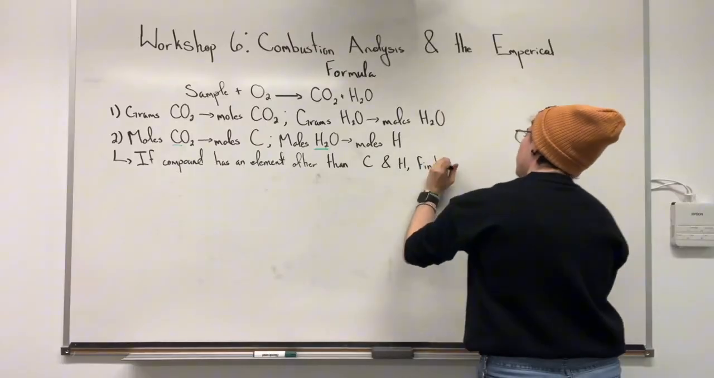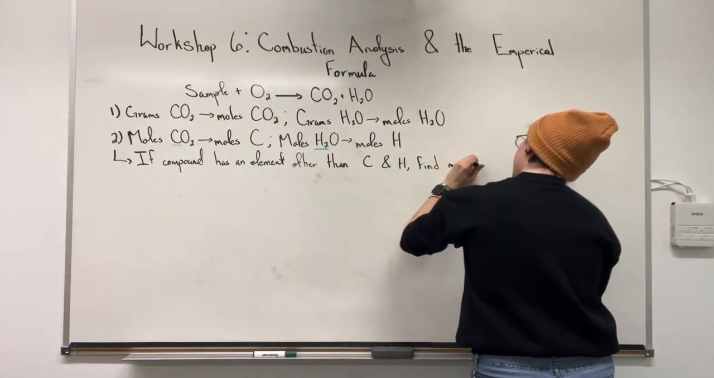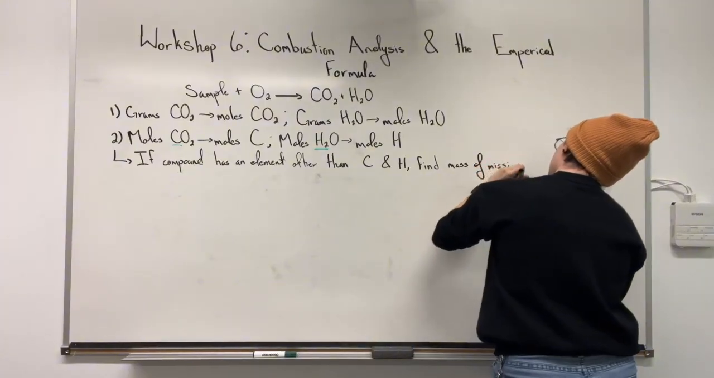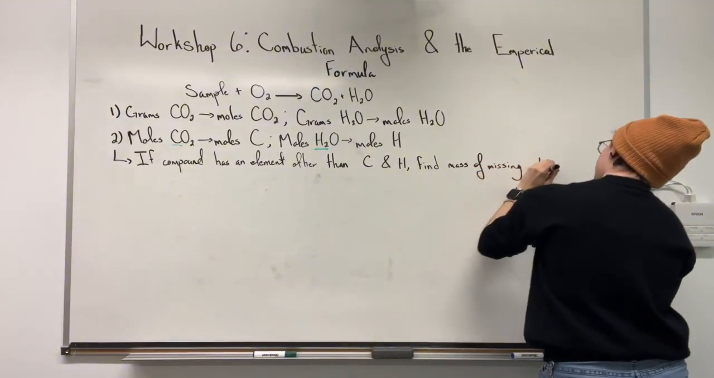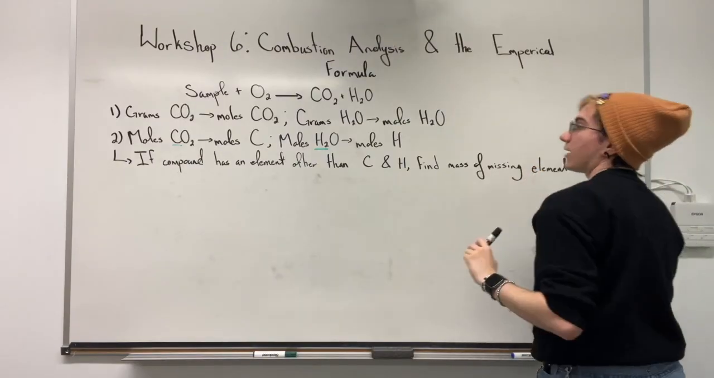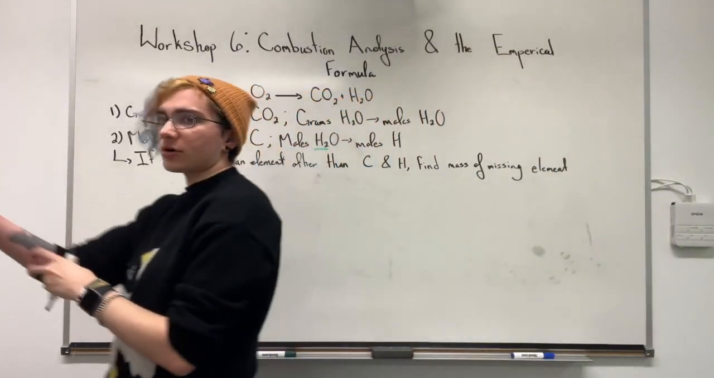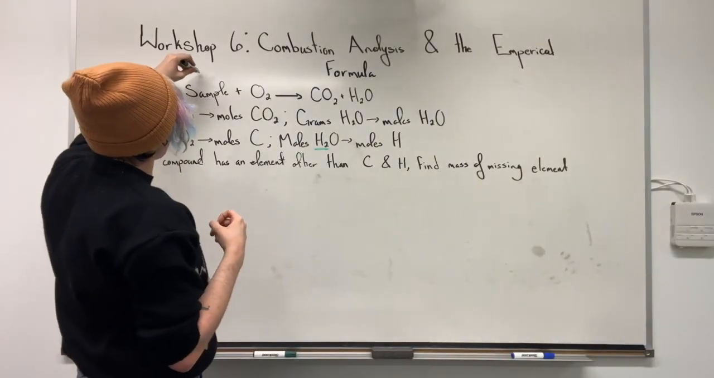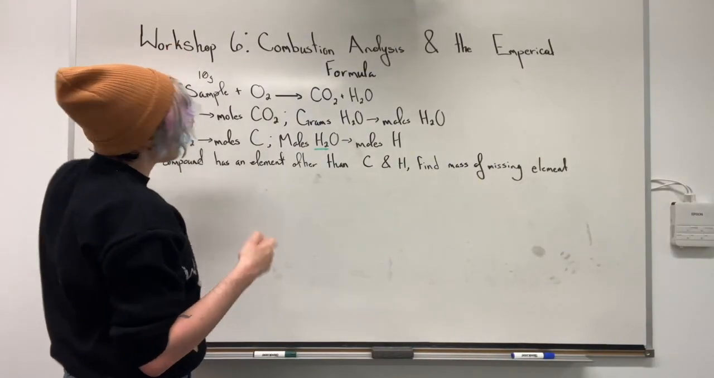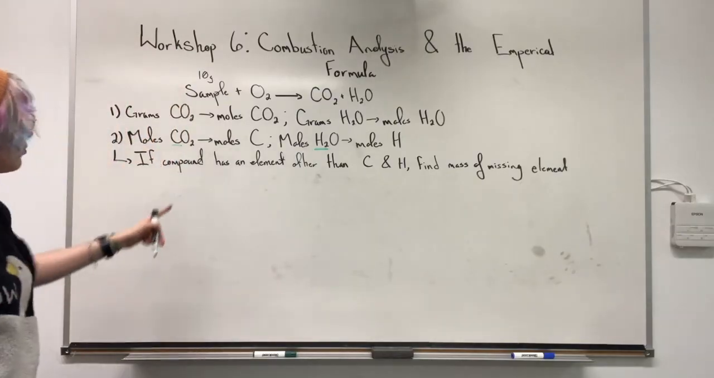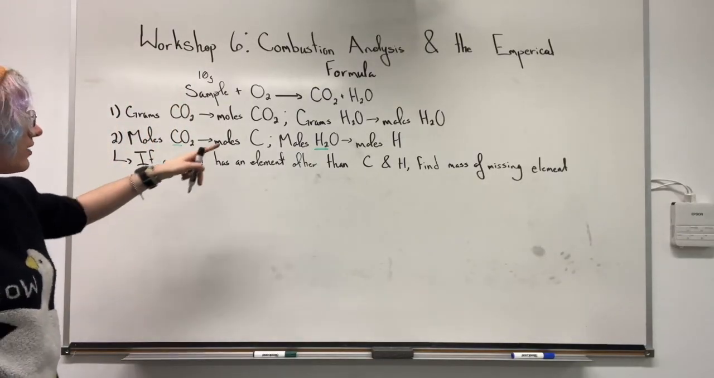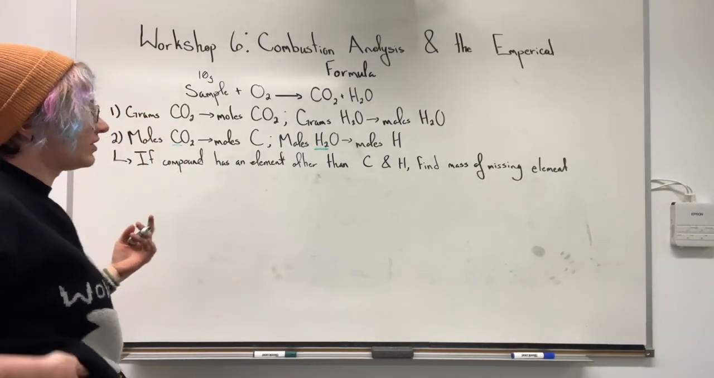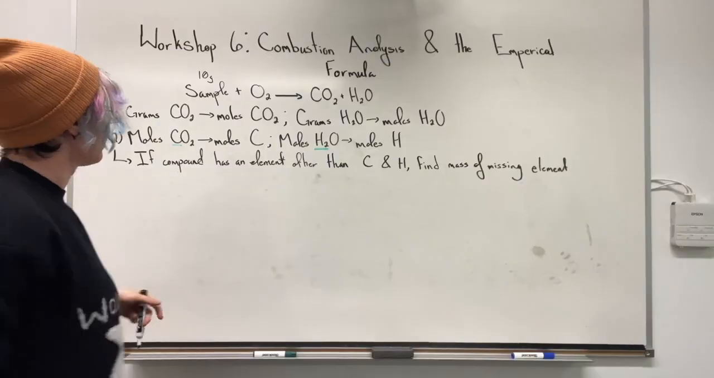Okay, find mass of missing element. Now what I mean by that is that if there is some other element in the original compound, then you will know the mass of your original sample. Let's say we started with 10 grams of our sample. Now, we know that our compound has carbon and hydrogen in it, that's for sure, and it has some third element that we don't know any information about right now.